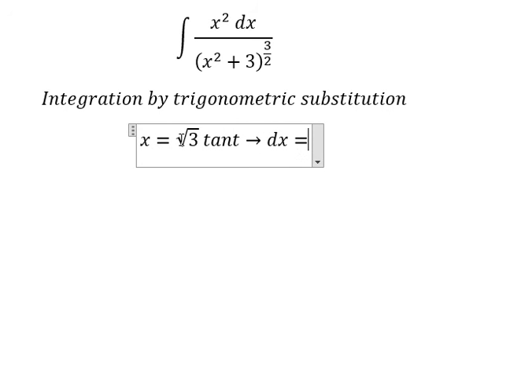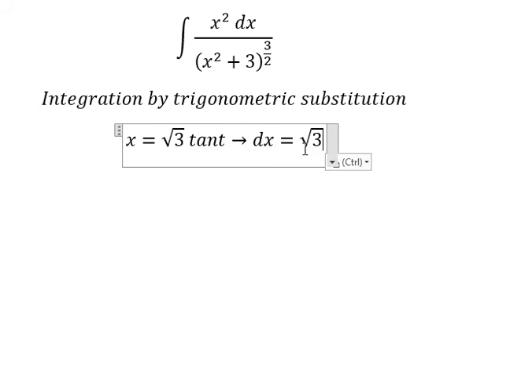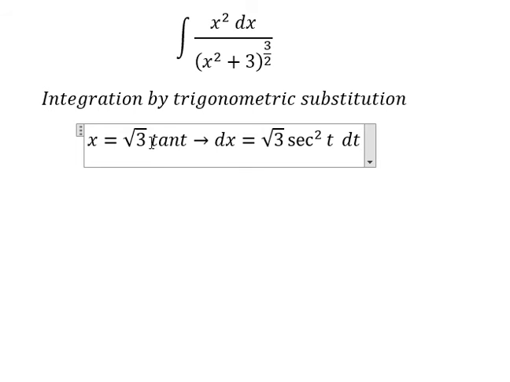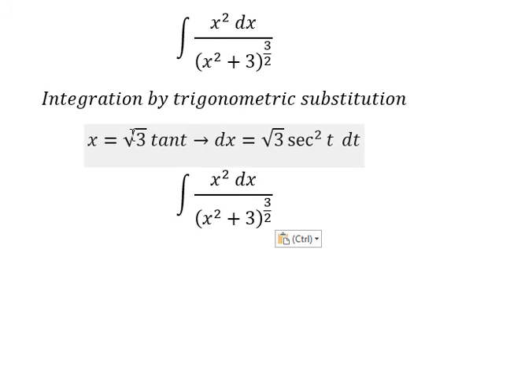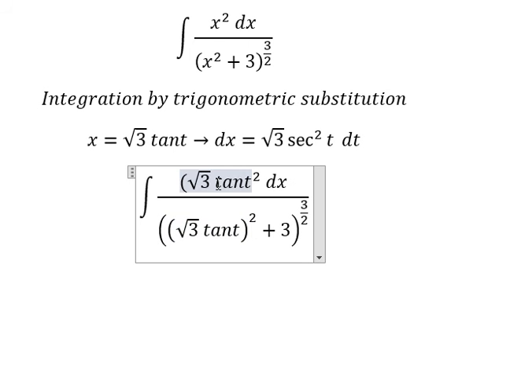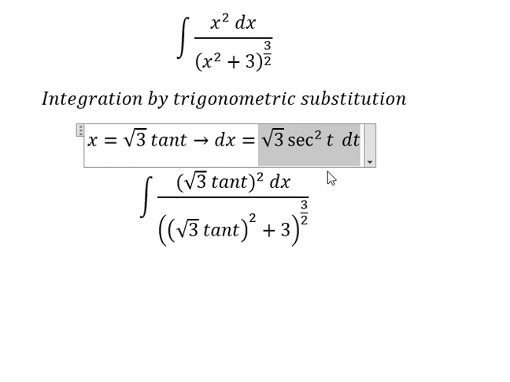dx, you get the square root of 3 secant squared t dt. The derivative of tan t, you get secant squared t. So I will put this one in here and here. dx we change by this one.